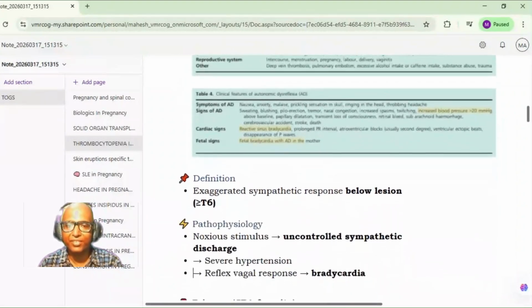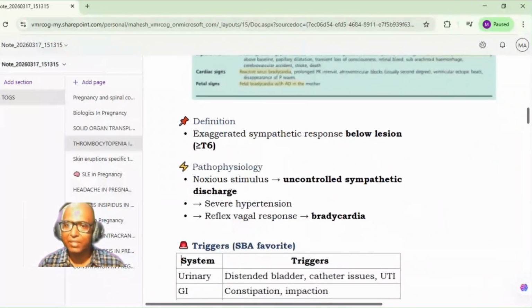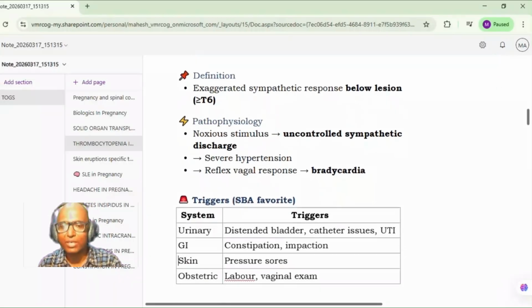Then coming to the definition: exaggerated sympathetic response below the lesion, that is, when the lesion is above the level of T6 or at the level of T6, there is an exaggerated sympathetic response. Pathophysiology is a noxious stimulus which causes uncontrolled sympathetic discharge that leads to severe hypertension, and a reflex vagal response leading to bradycardia. Okay.